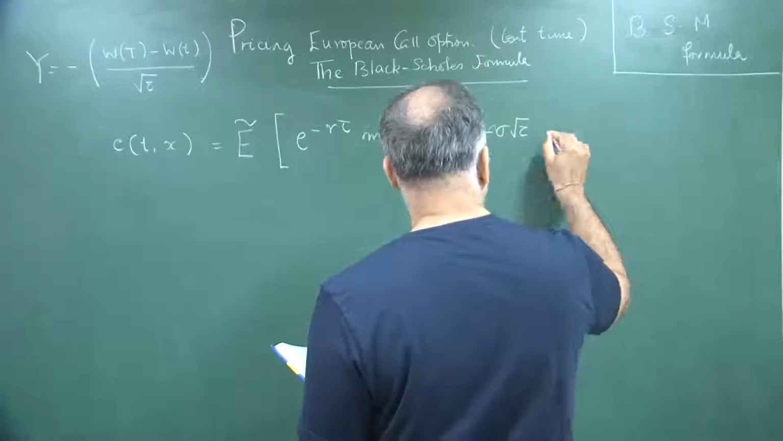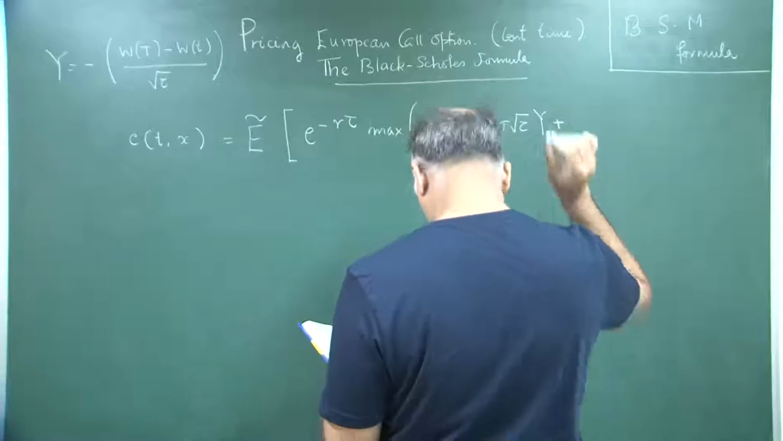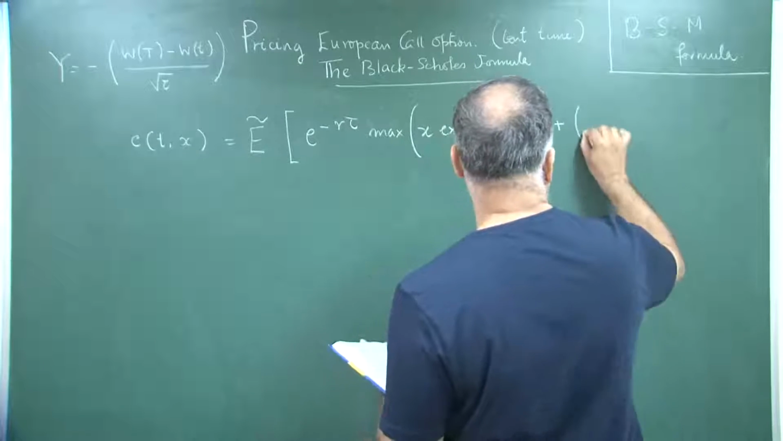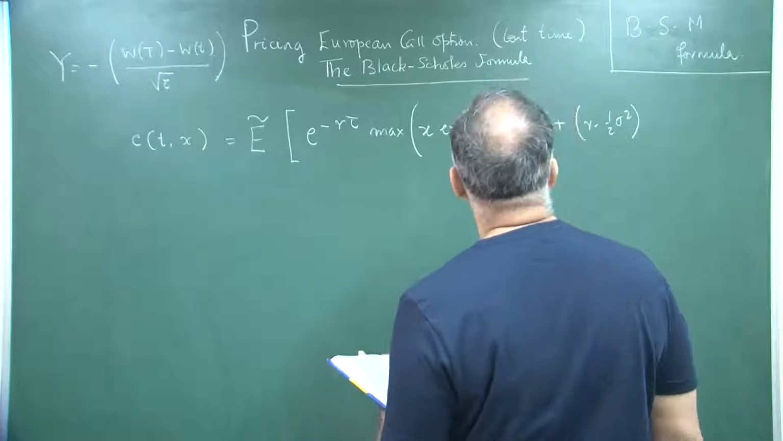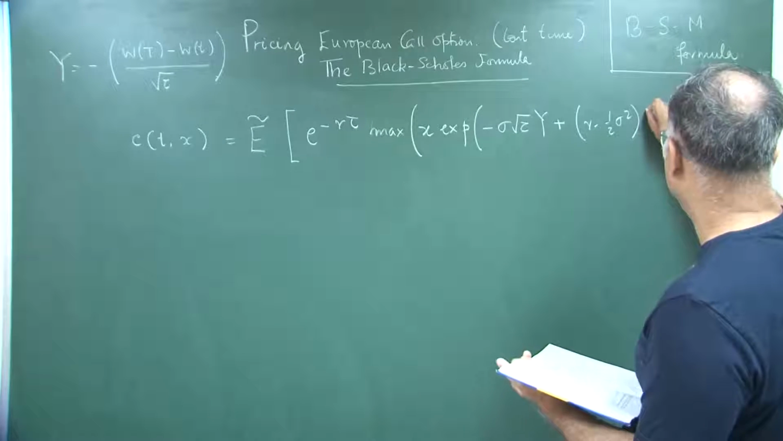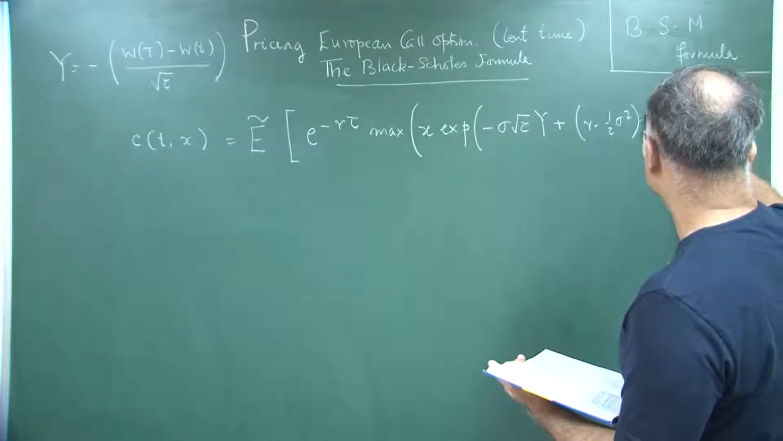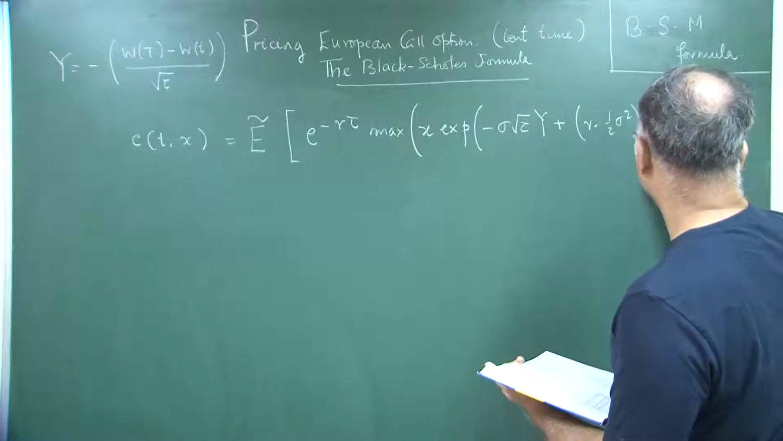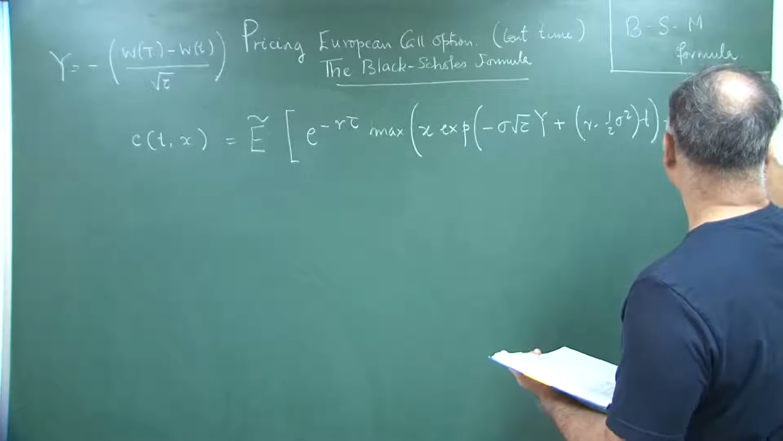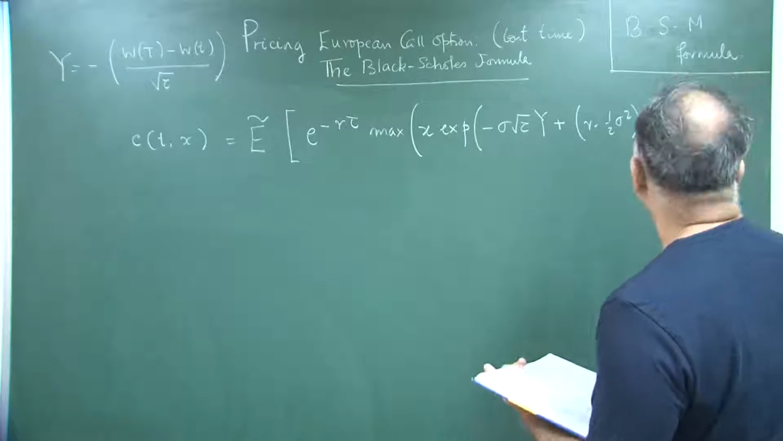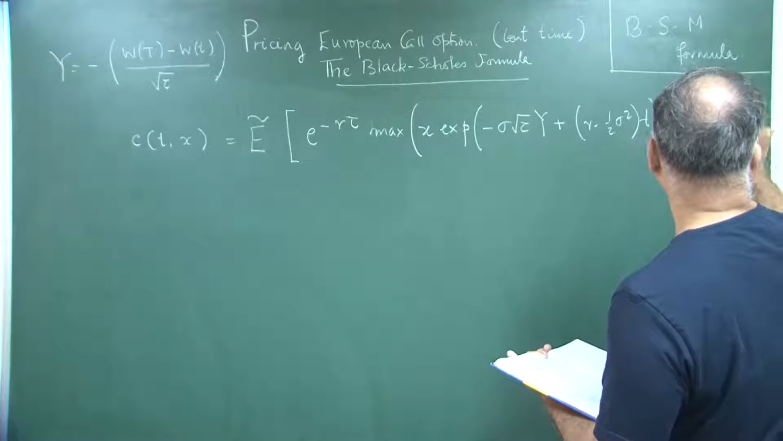Root tau Y plus r minus half sigma square tau, minus K, 0, max of this given F t.